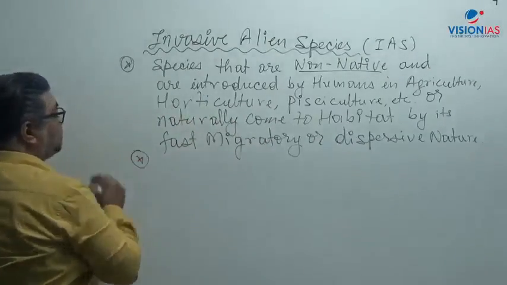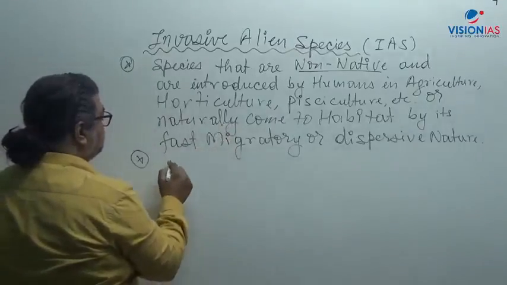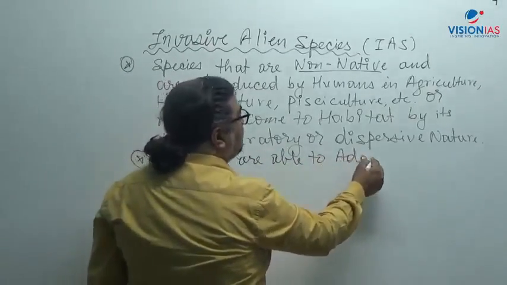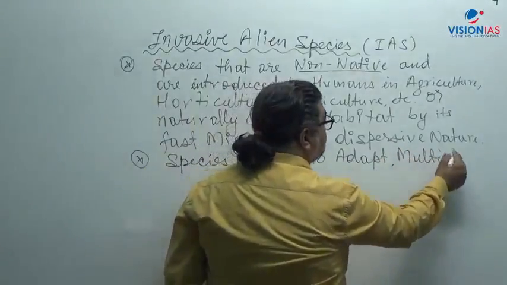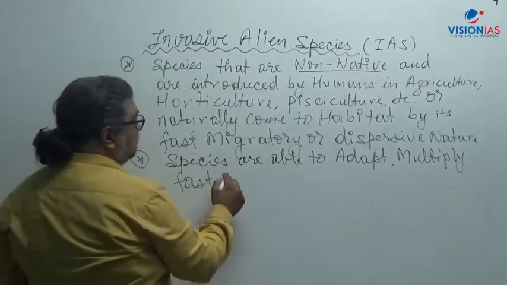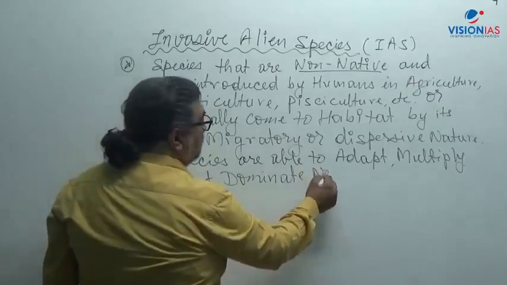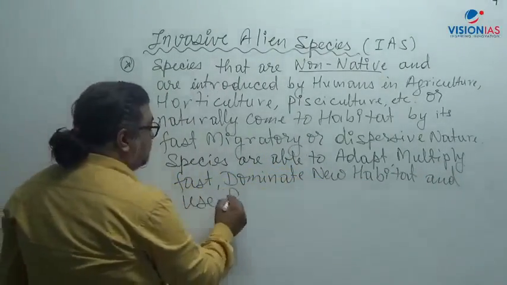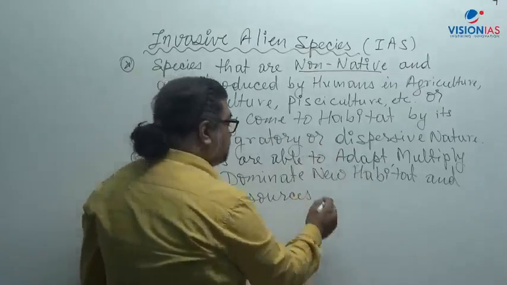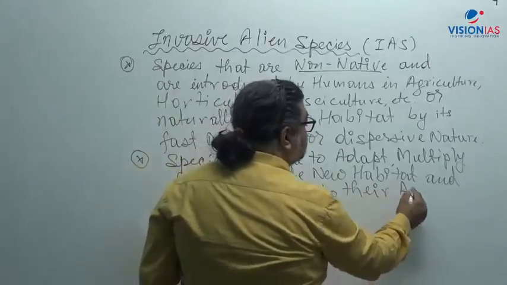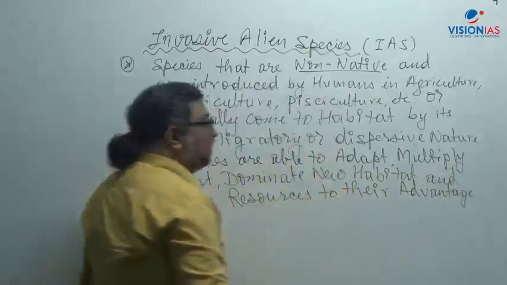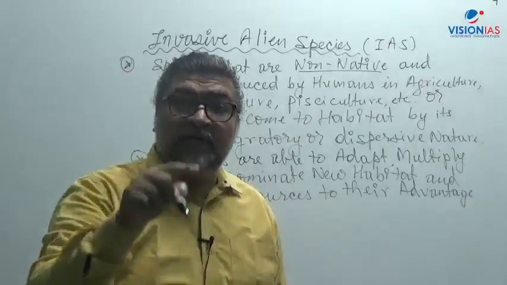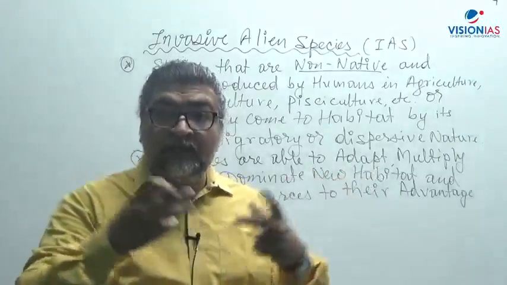What is another thing about such species? They are able to adapt, breed or multiply fast, and dominate the new habitat. They use resources to their advantage, whatever resources are there, water, food, whatever. And in that case, they can act as a predator. Sometimes there may not be any predator or any competitor of that organism in that habitat, and they are able to flourish and multiply.